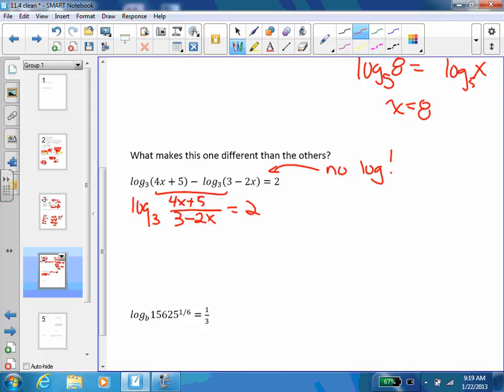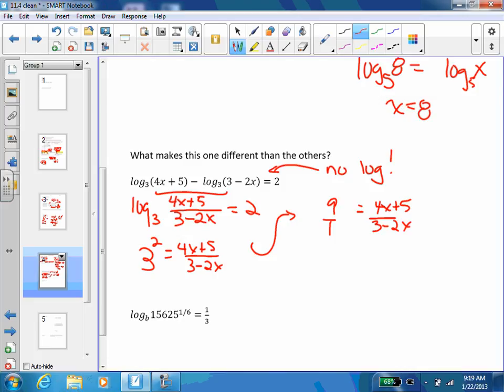So then I have to think, if I can't work it like this, how can I change it? How would I change this? Turn it to a base and an exponent. So what's your base? What's your exponent? What am I going to set it equal to? All right. And so what I have then is 9 over 1 is equal to 4x plus 5 over 3 minus 2x.